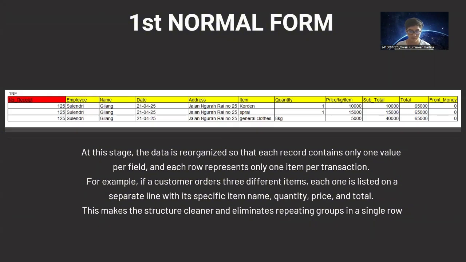Okay, in the first normal form, we fill the null that we can see in the first anomalous form. Here we fill the number receipt until it is full, so there's no null, and we do it to the others too. Also at this stage, the data is reorganized so that each record contains only one value per field, and each row represents only one item per transaction. For example, if a customer orders different items, each one is listed on a separate line with its specific item name, quantity, price, and total. This makes the structure cleaner and eliminates repeating groups in a single row. Okay, next.